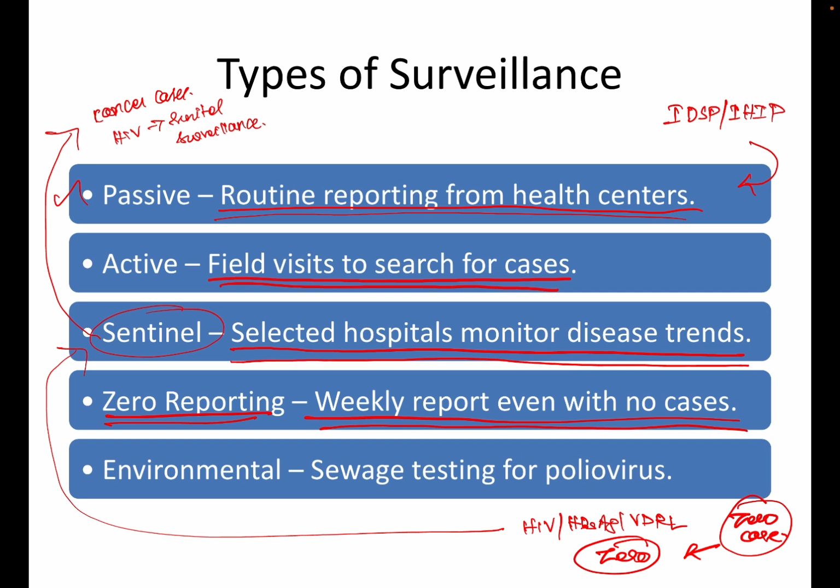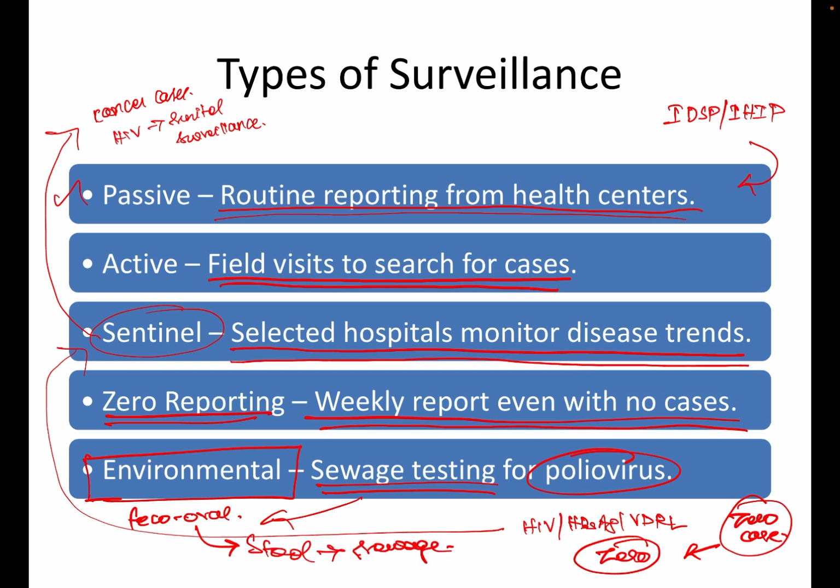And in case of polio, we do something called environmental surveillance, which we will see in detail, where there will be sewage testing for poliovirus, because polio is transmitted through the fecal-oral route. So there is a possibility that polio is transmitted through stools, and these stools were present in the sewage, and you test the sewage for detection of any active poliovirus. So that is another type of surveillance which is called environmental surveillance.